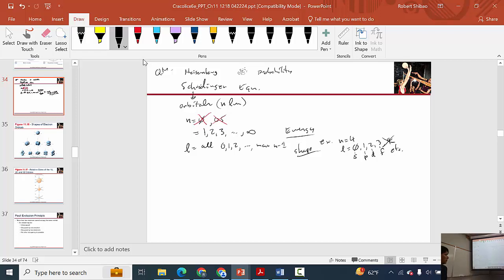And so the possible orbitals that we get are a 4, 0, which is also called a 4s. And then we have a 4, 1, which we call a 4p. Then a 4, 2, which is called a 4d. And then a 4, 3, which is called a 4f. These are all the possible values of n and L.